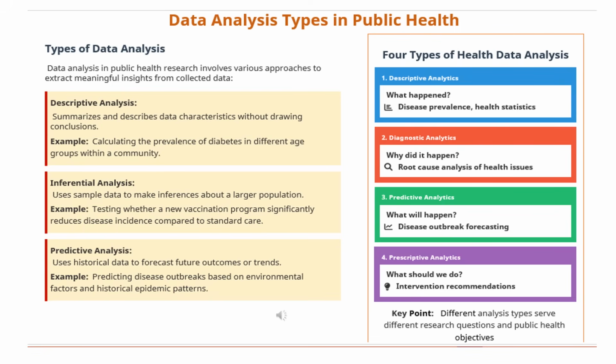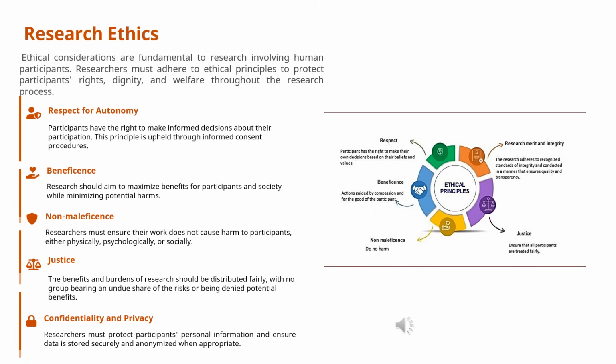Each of these analysis types serves a distinct purpose and helps address different research questions and public health objectives. The choice of analysis actually will depend on your research goal and the type of data you have. Also, understanding this distinction is actually crucial for effectively interpreting and utilizing public health data. So it is also very important we look at some of the ethical principles guiding public health research.